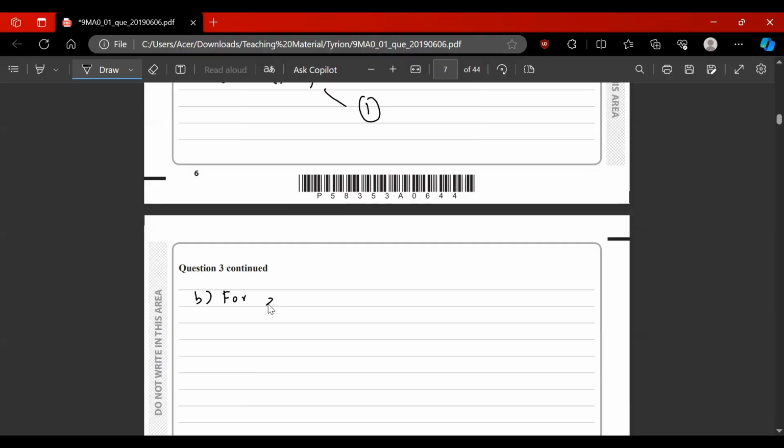For x less than minus 1, dy over dx is less than 0. And you can mention this is because n is odd. So this is how you score the 1 mark for this part.